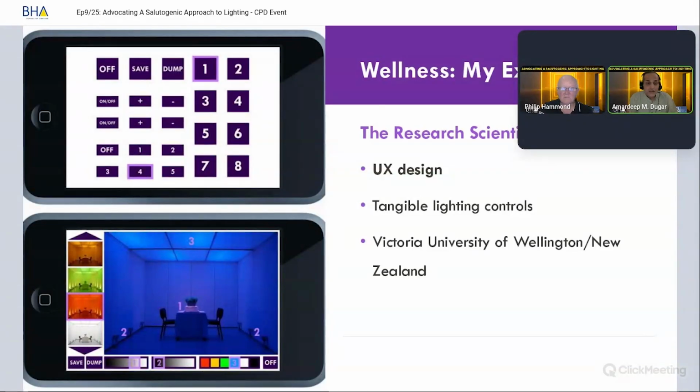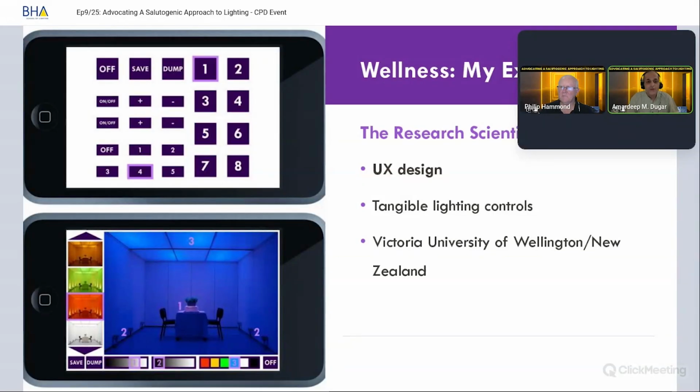As a research scientist, I also dabbled a little bit with user experience design, and this was my PhD project. Now, user experience becomes also a part of wellness because in the end, what you're designing for is how users feel good in a space. And that's where I went about designing this interface. The idea was to make an intuitive interface because a lot of times remote controls with buttons are not a very good way of interacting with lighting.